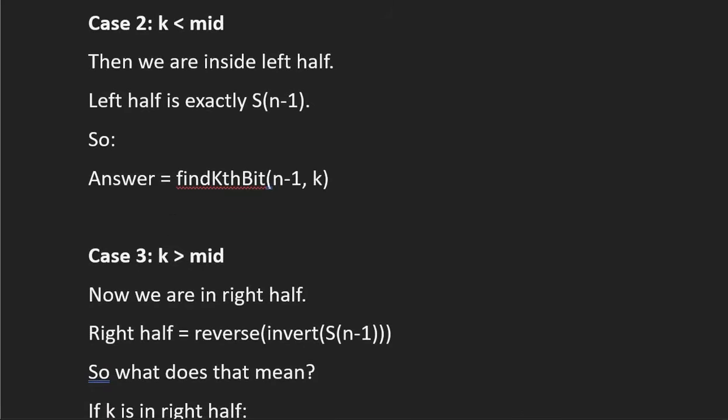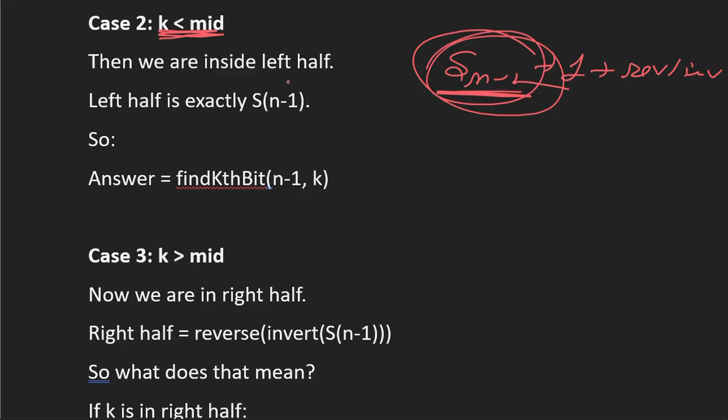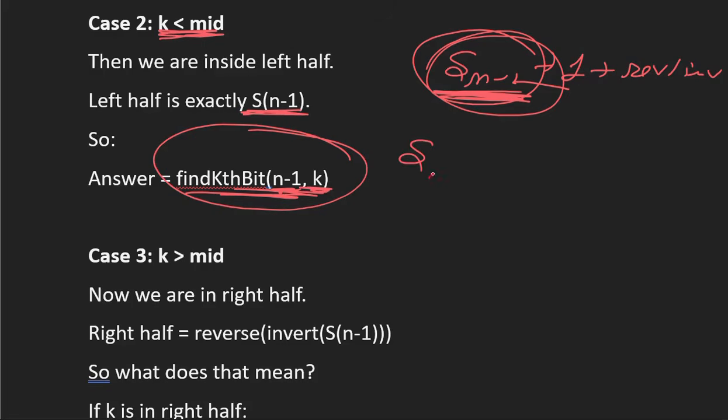Then the second case is if k is less than mid. If k is less than mid, that means it lies in the left half, s of n minus 1. So if k is less than this value, then we directly check in the s of n minus 1 string, right? So what we do is we find the k-th bit in s of n minus 1, because the left half is exactly s of n minus 1. So we'll be checking in n minus 1 and k, right?